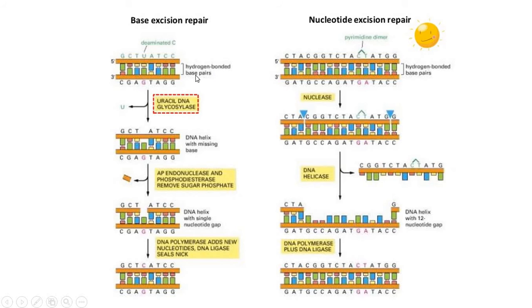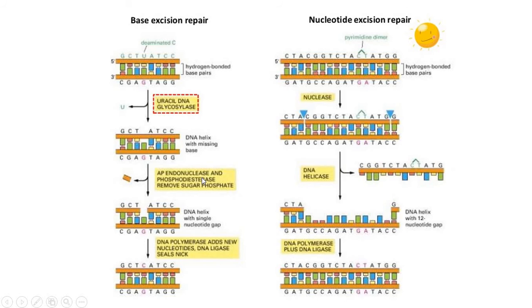This is a hydrogen bonded base pair right here, all of these. Because uracil is an uncommon nucleotide for DNA, it does not exist, so the cell knows this is the wrong nucleotide. It uses uracil DNA glycosylase. This uracil DNA glycosylase will make a cut, breaking the base from the sugar bond. So the sugar phosphate bond is still there, but the U is missing, so that removes the base, excises the base. So this is a DNA helix with a missing base.